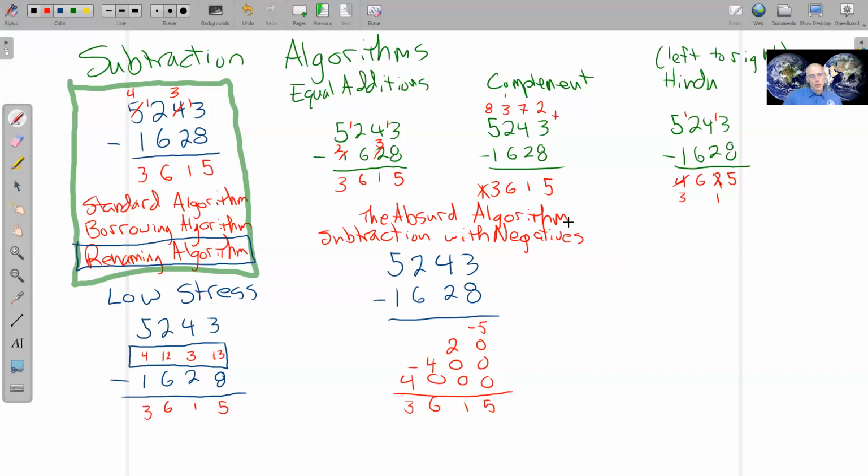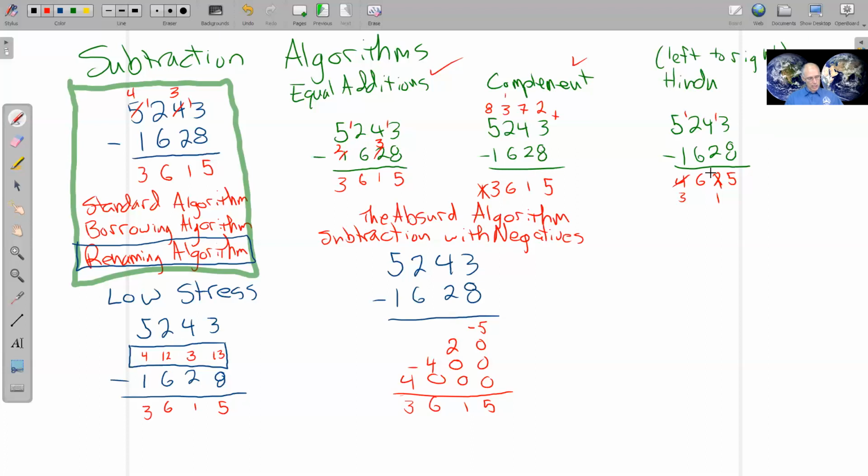Okay, so the first 3 up here were a review we covered before: the equal additions, the complement, and the Hindu in the last class. There's recordings about that. Low stress is just an alternate version of the borrowing algorithm where we write it underneath instead of above with all this crossed out weirdness. And then there's the absurd algorithm, which just works with negatives and then reconciling the balance. Sometimes equal additions is easier for people if they know how to do it than the standard algorithm. Low stress can almost always be easier. Hindu for us is just weird because we're not used to going in that direction, but the more you practice it, the better you get.